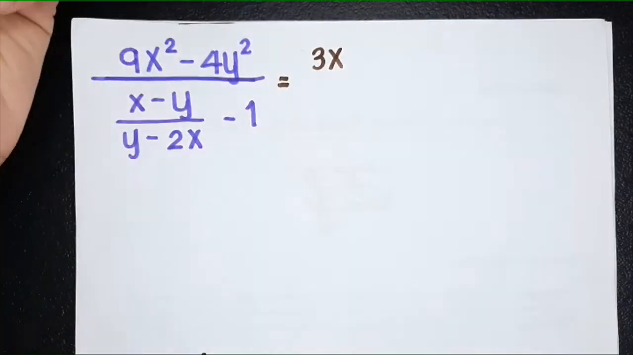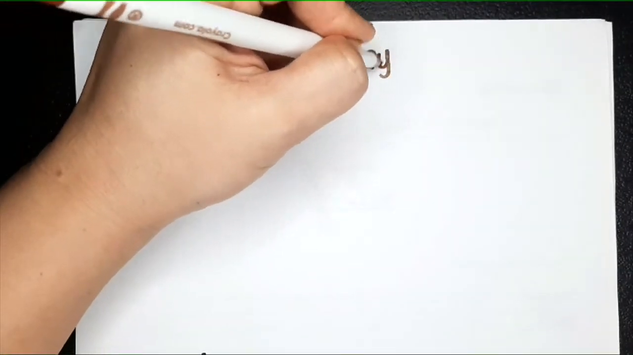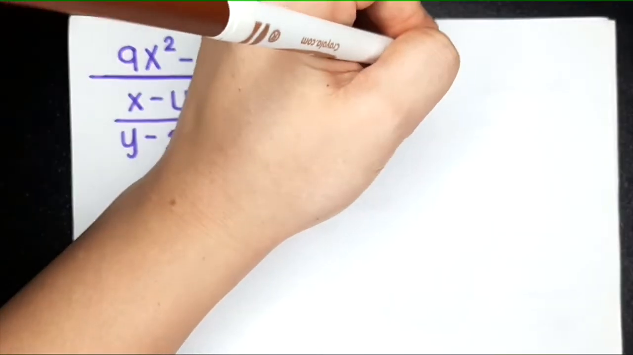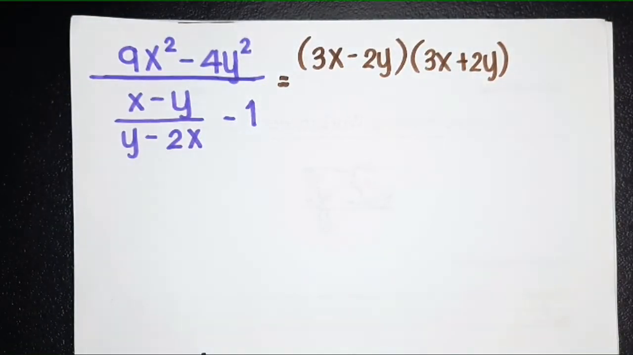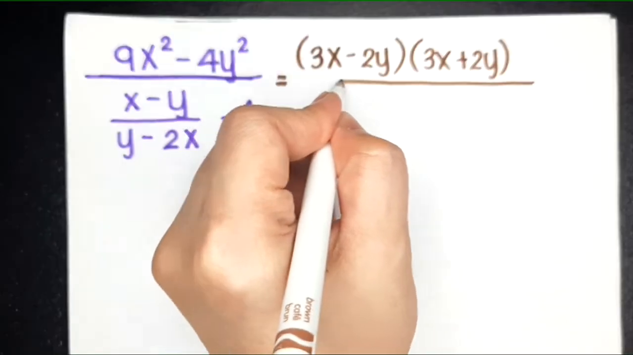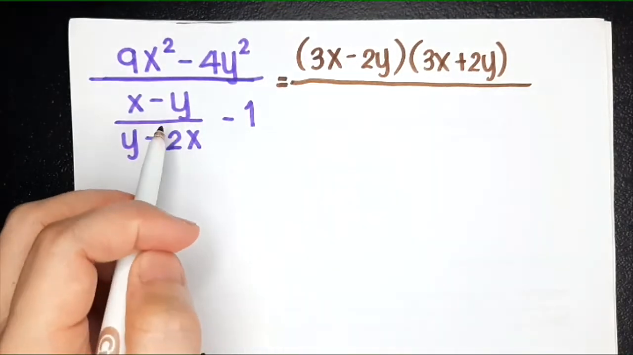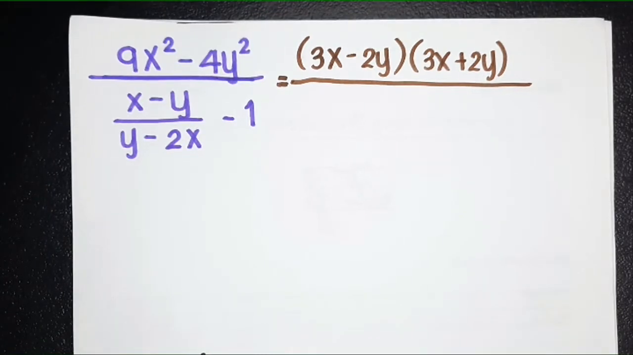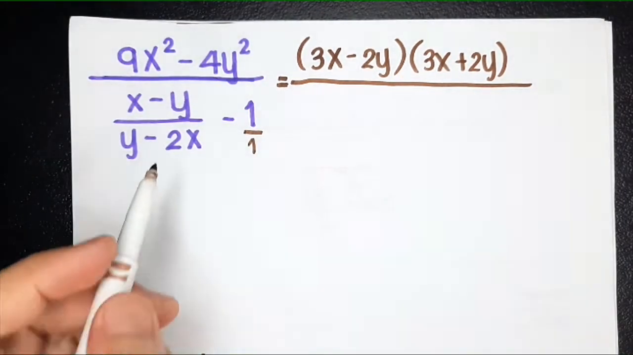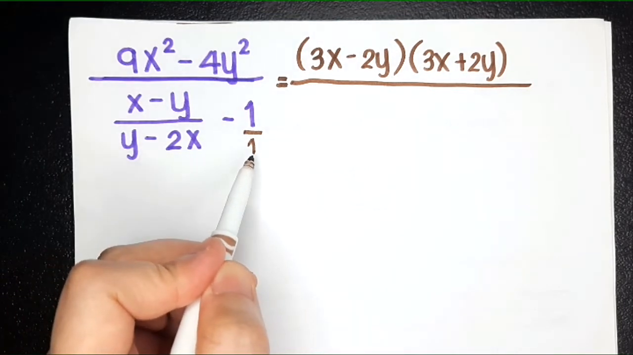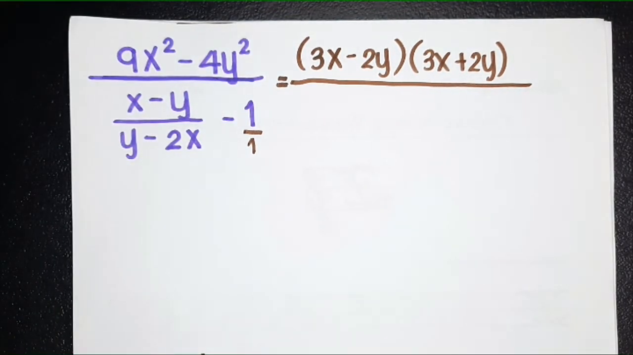Okay? So, sige, mag-factor na tayo. So, we have 3x minus 2y. Okay? And then, you have 3x plus 2y. Okay? Yan lang. Wala na kayong ibang gagawin sa numerator. Okay? So, denominator. Okay? Let's combine this into one fraction. Okay? Question. Pwede bang gamitin ang butterfly method? Yes, of course. Kasi ang denominator niyan is 1. Okay? So, you have y minus 2x at saka 1. So, wala naman silang common factor aside from 1. So, you can use the butterfly method.